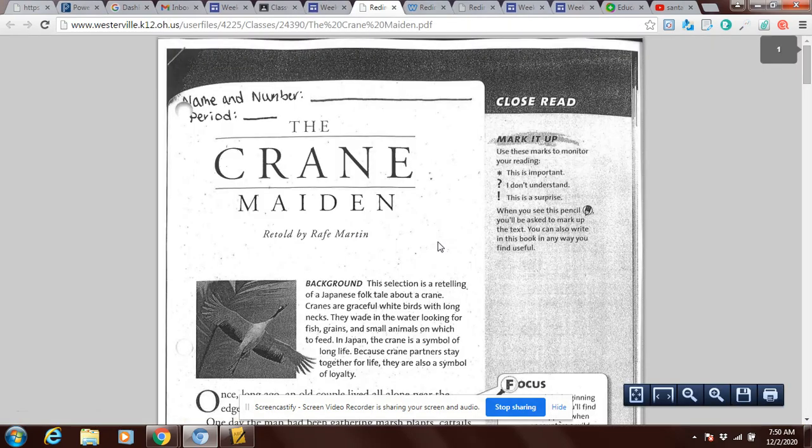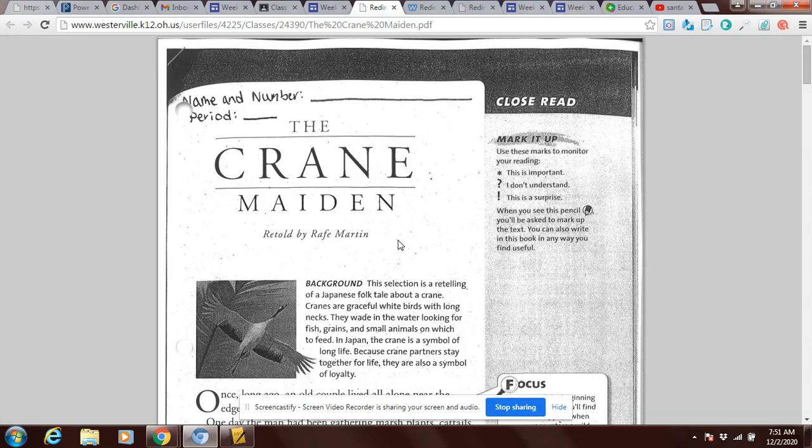But back to the story. The title is The Crane Maiden. It's retold by Rafe Martin. And when something's retold, just like the Mary Pope Osborne story, they hear it and then they write it. So they didn't make this story up, but they heard it. And so you can see over here it says to mark it up.